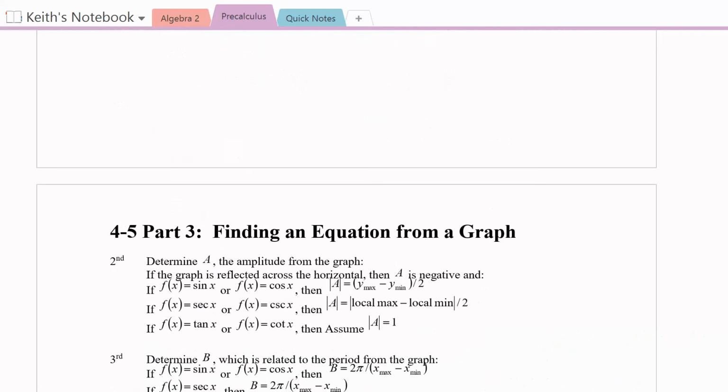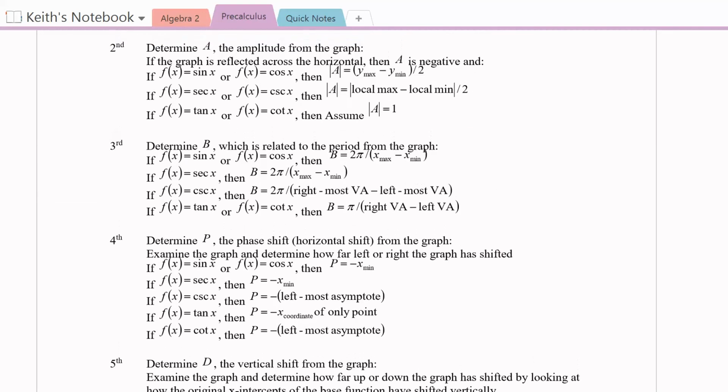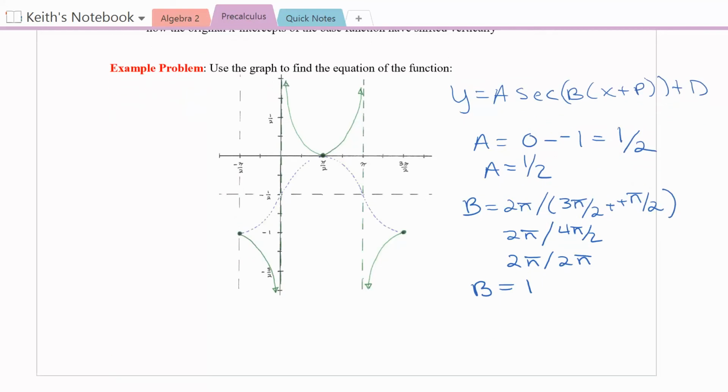Now, to find the p term, the phase shift. For secant, you're going to take the opposite of the x minimum, because normally the cosine graph starts at 0. So that means it's shifted to the left pi over 2. It's going to be the opposite of negative pi over 2, which means that it's equal to positive pi over 2.